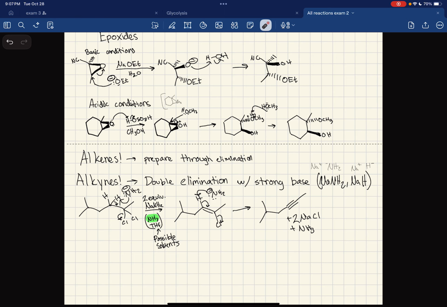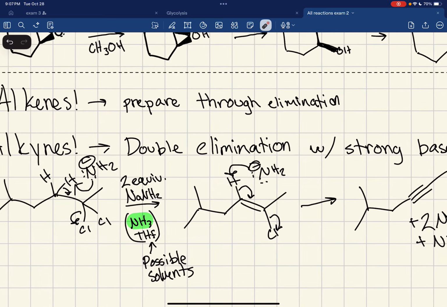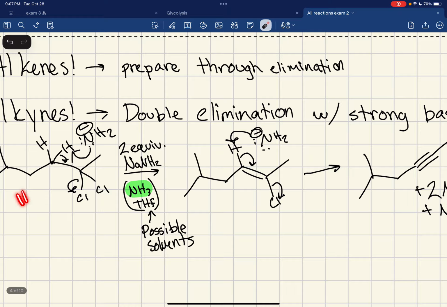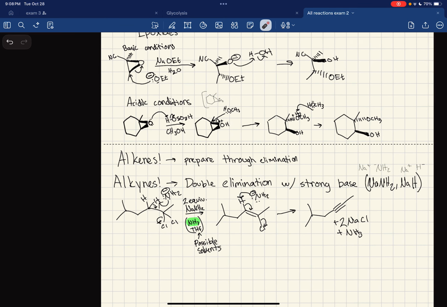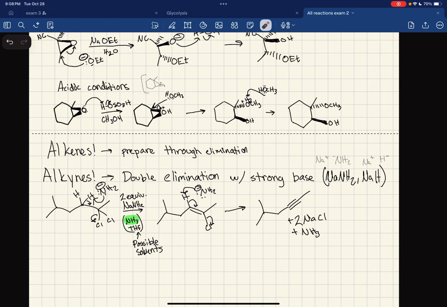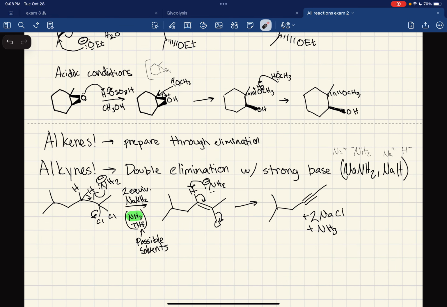I really like NaH because in this reaction right here, where it comes in and attacks that, it's going to form H2, which is a gas, and then it bubbles out of the solvent, and you just don't have to worry about it. So in real synthesis, that comes in clutch.